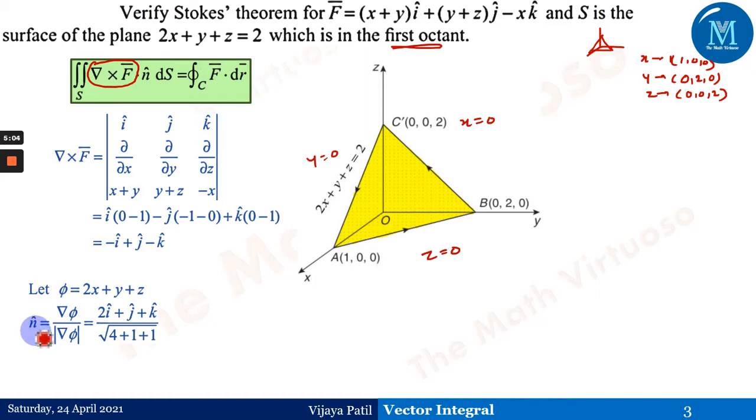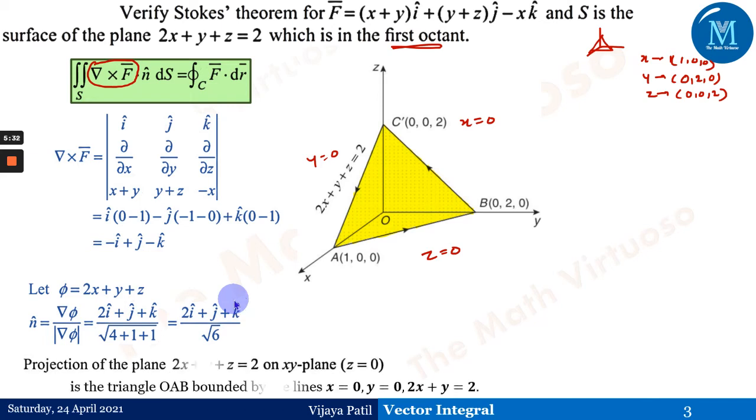n cap is the unit outward normal to the surface. The surface is this phi over here, and we know that the unit outward normal to the surface is the gradient, del of phi. To get the unit normal, we go for n cap, that is del of phi upon mod of del of phi, which is given by 2i plus j plus k upon square root of 6.